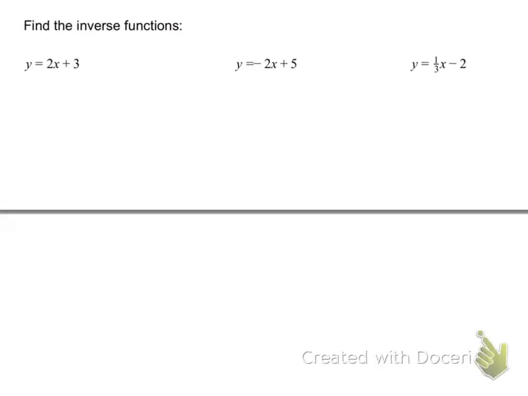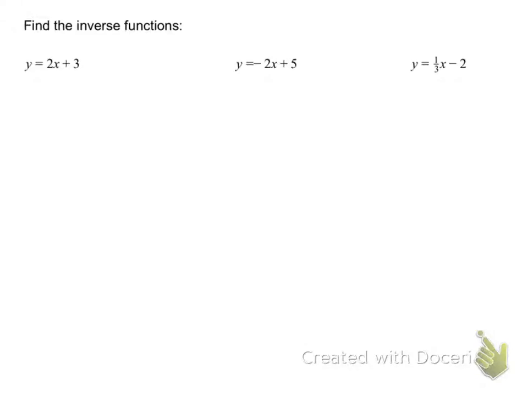So I got 3 problems here. I want you to find the inverse of all 3. We will do the first one together, and then I'll give you some time to do the others. First rule was what? Switch x and y. X equals 2y plus 3. Then, step 2, final step, solve for y.